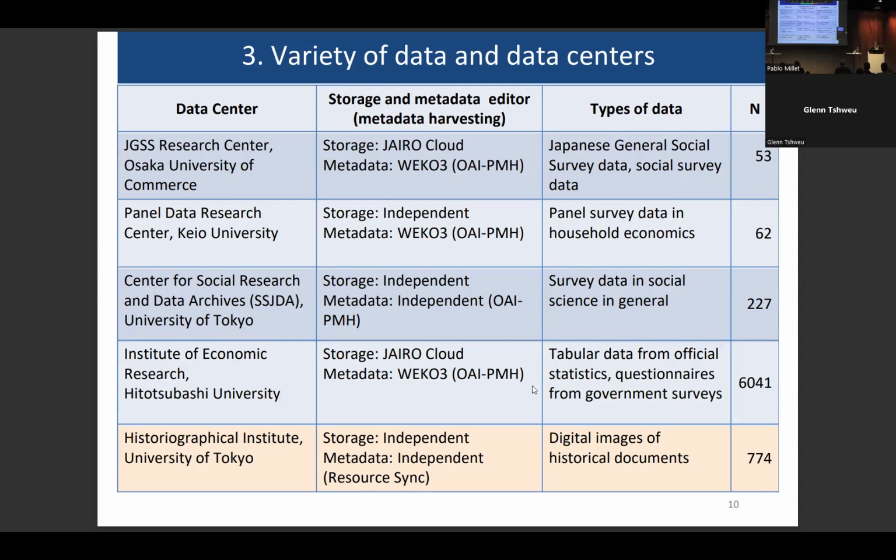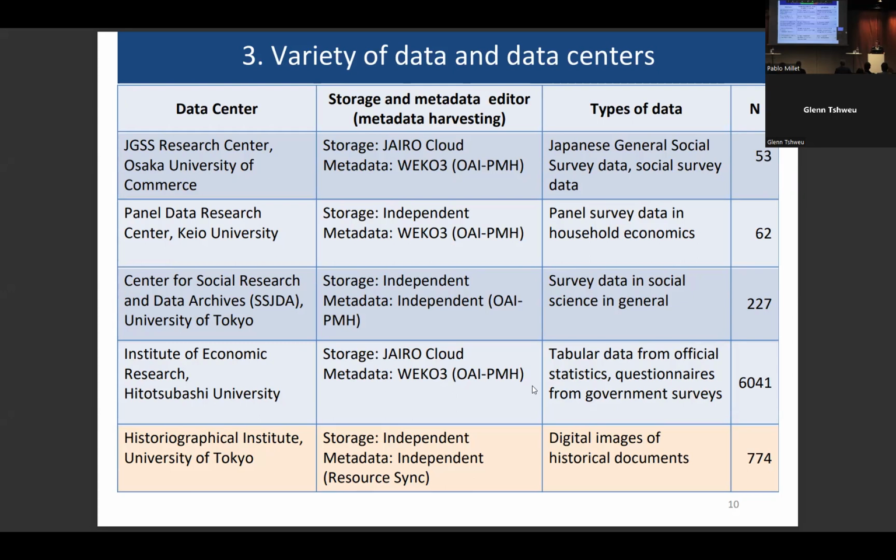Currently, I think roughly 200 data sets are available through JDCat from SSJDA, but they have more than 2,000 data sets. They only provide metadata at this moment for roughly 200, because I think they have to prepare metadata in Japanese and English, which are not specified in their local catalogs. So they are working hard to increase the number of data sets available through JDCat.